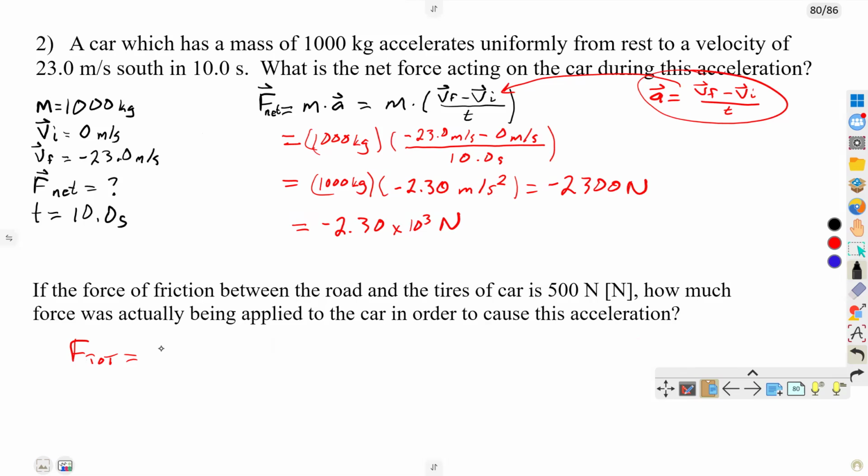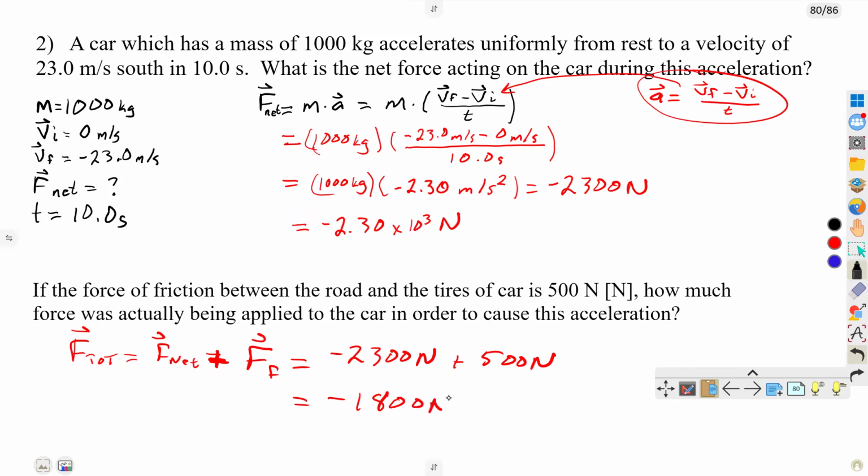is going to be the net force acting on the object. I need to put these, sorry, vector quantities, plus the force of friction. So negative 2,300 newtons plus 500 newtons, and that's going to equal negative 1,800 newtons right there. Okay.